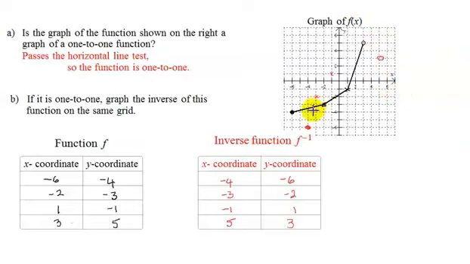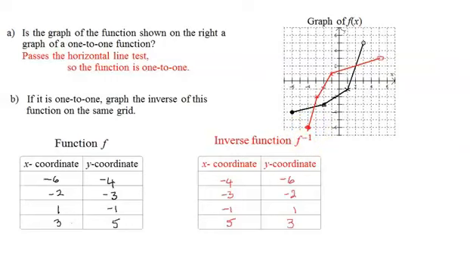So let me get to my line drawing tool, and I'm going to draw from here to here, here to here, and here over to here. So there, the red graph is the graph of my inverse function. Remember how we write the inverse? f with a negative 1 on it means here's the inverse of my function f.